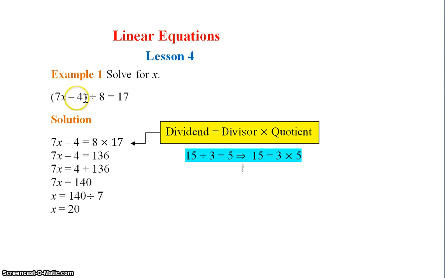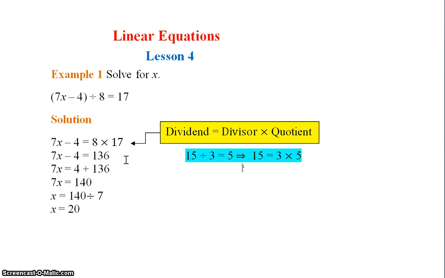Since 7x - 4 is the unknown dividend, 8 is the divisor, which we know, and 17 is the quotient. To find the unknown dividend, we multiply the divisor by the quotient. Thus, 7x - 4 equals 8 times 17. We multiply 8 by 17, and we get 136.